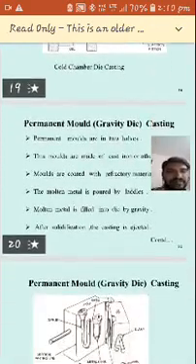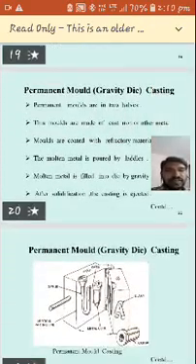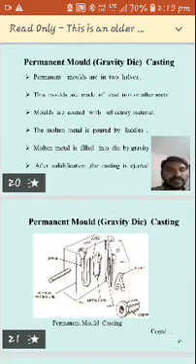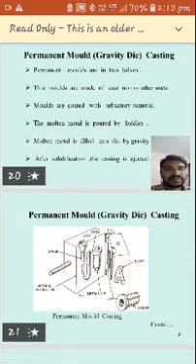A permanent mold is called gravity die casting. Permanent molds are in two halves. These molds are made up of cast iron or other metals. The molds are coated with refractory materials.